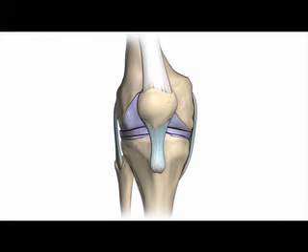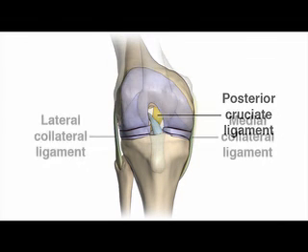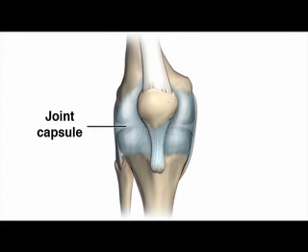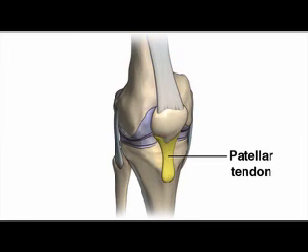The important soft tissue structures of the knee include the four major ligaments: the anterior cruciate, posterior cruciate, medial and lateral collateral ligaments, the joint capsule, the medial and lateral menisci, the quadriceps tendon, and the patellar tendon.